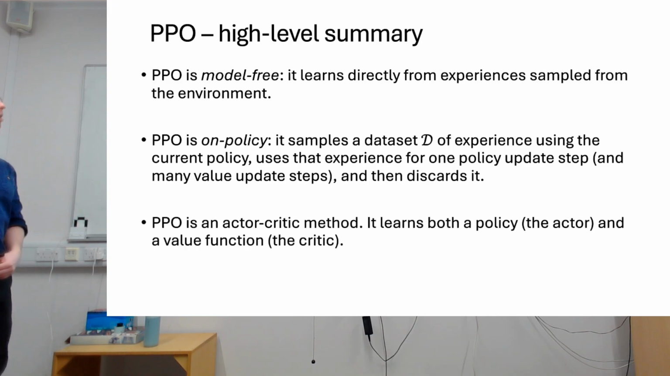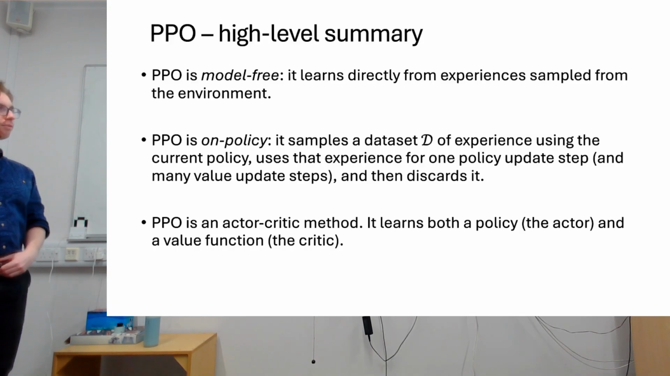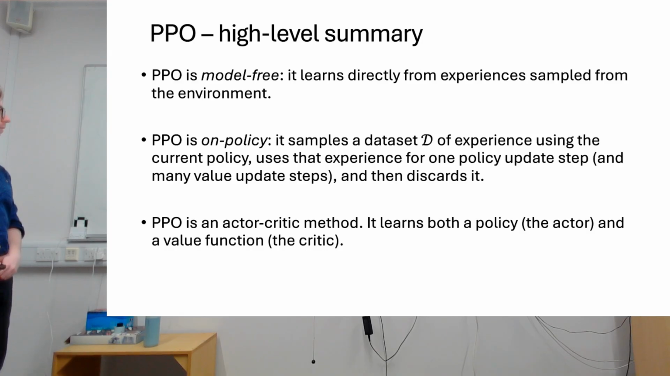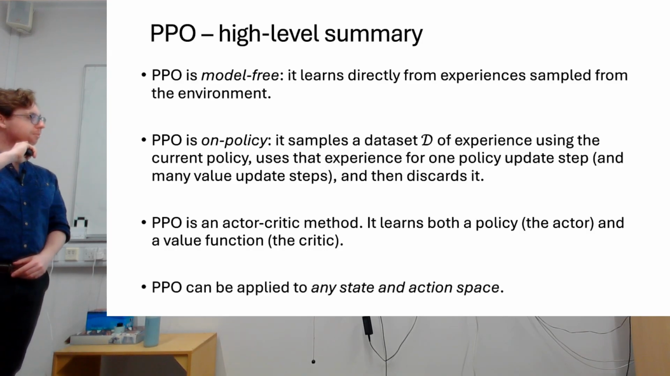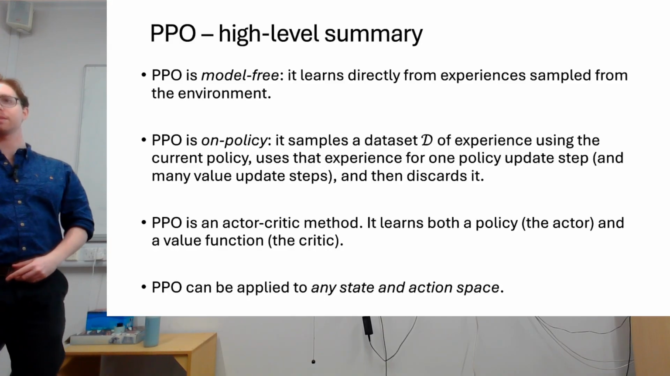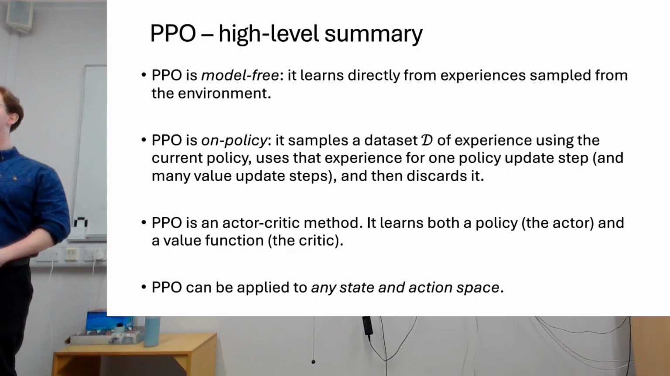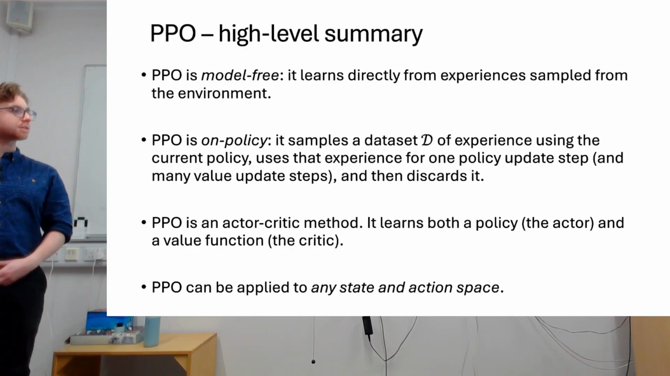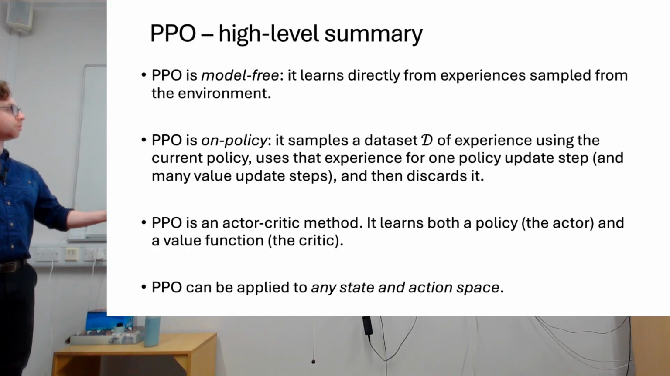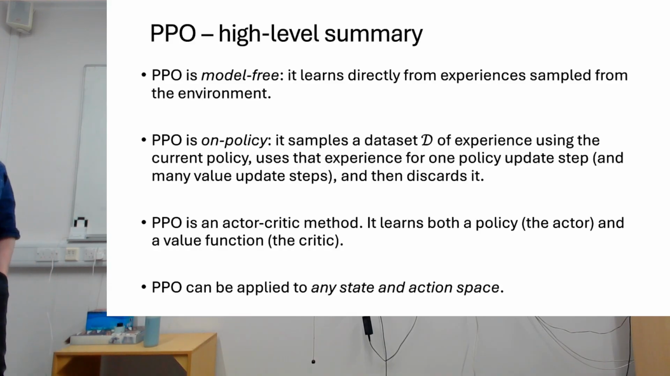It's actor-critic because you learn a policy and typically a value function to form advantage estimates. So you need your value function to form an advantage estimate of some kind. And it can be applied to any state and any action space. So we discussed at the start how you would make your policy for discrete action spaces and for continuous action spaces. And you can apply PPO clip to either of these action spaces.